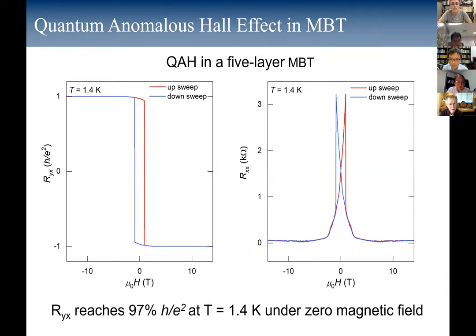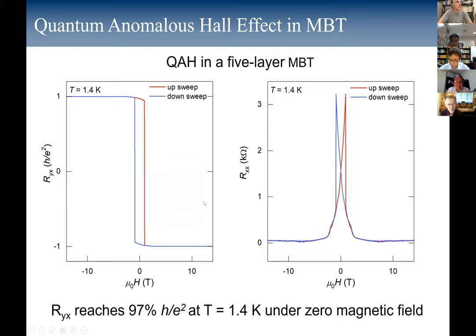So we obtained a 5-layer MBT. The 5-layer MBT is still a topological insulator, but at the same time it has an odd number of layers, so it's magnetic. And indeed, we see a very nice quantization of Rxy at zero field. Rxy reaches 97% of h over e squared, the quantum resistance, at 1.4 K under zero magnetic field.